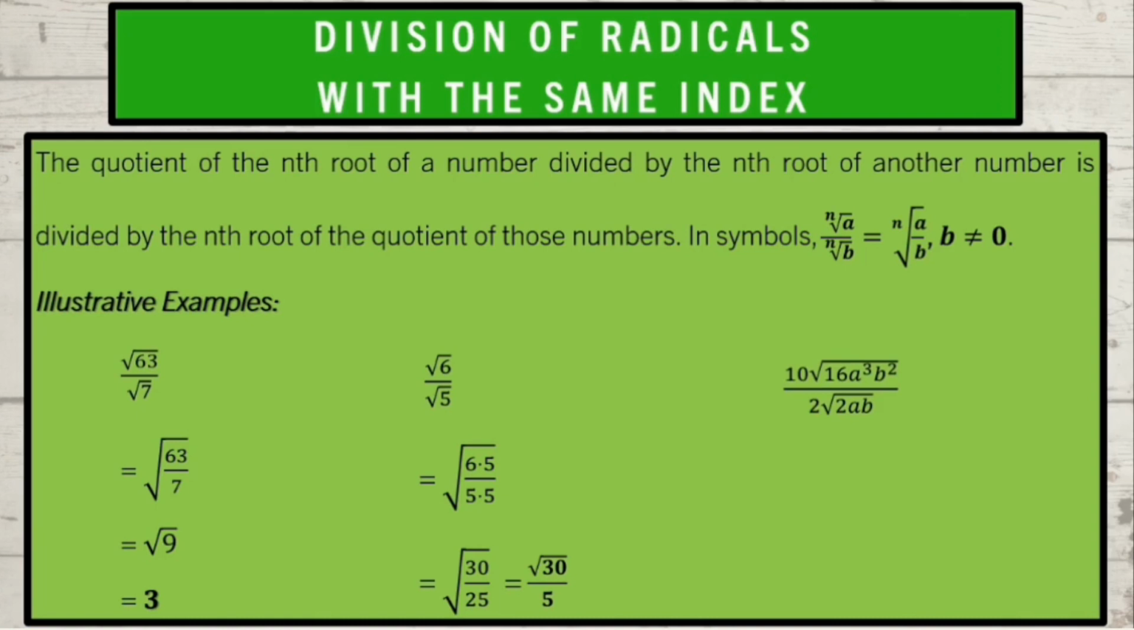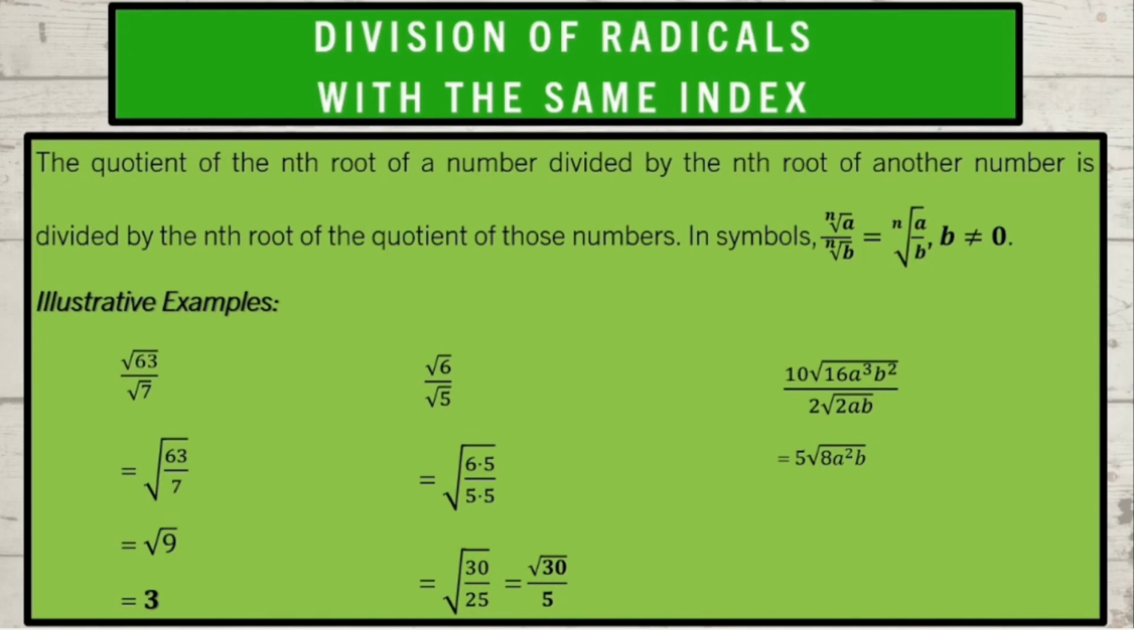For the third example, we have the square root of 16a cubed b squared divided by 2 times the square root of 2ab. We can now divide what can be divided. So we will have 5 the square root of 8a squared b, since 10 divided by 2 is 5, 16 divided by 2 is 8, a cubed divided by a is a squared, and b squared divided by b is also b.